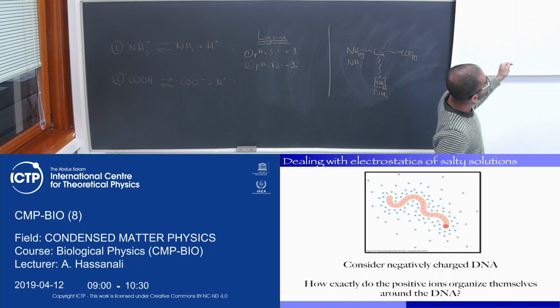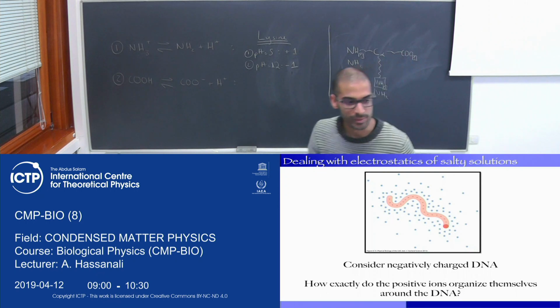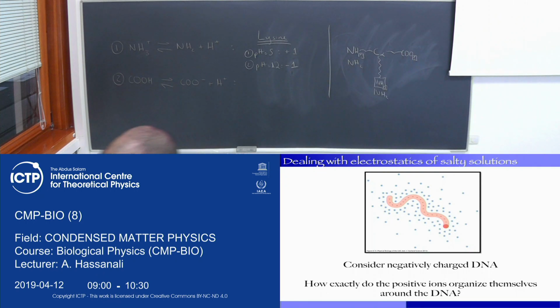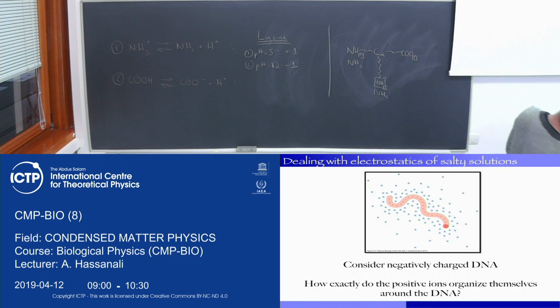And you want to know, how do the positive ions organize around the charged surface? What is the distribution like? How does the potential look around the charged surface? Right, so that's the question.